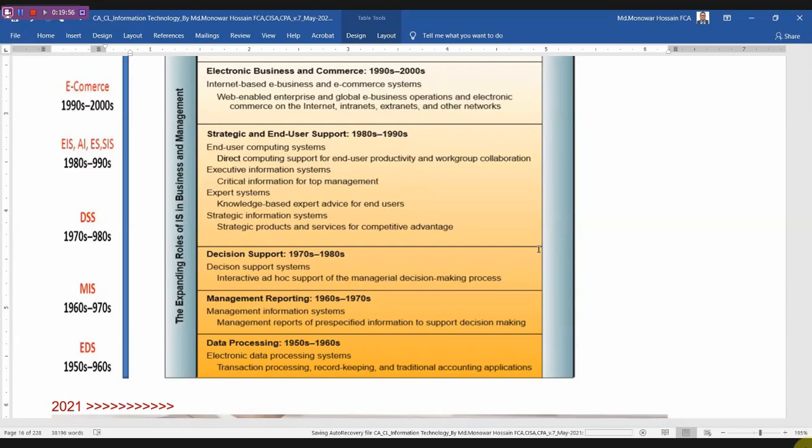And the evolution came in 1980 to 1990, and a lot of change came in 1980 to 90. It is EIS, AI, ES, and SIS. End user computing means direct computing support for end user productivity and workgroup collaboration. An executive information system, EIS, provided critical information for top management. An expert system, ES, is knowledge-based expert advice for end users. And a strategic information system, SIS, provided strategic products and services for competitive advantage. So in 1980 to 1990 a lot of change came.